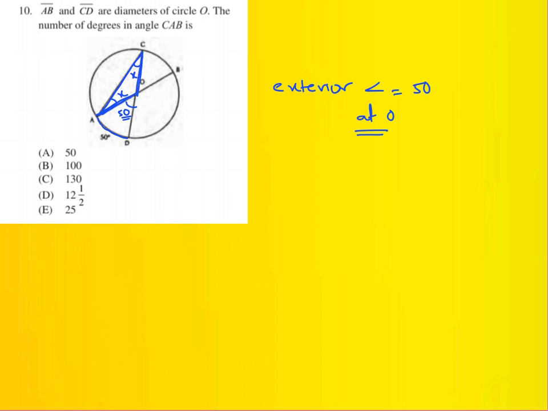So using the property that the exterior angle equals the sum of the interior angles, I can solve for x. That actually is 50 equals x plus x, which is 2x, hence x is 25 degrees. Therefore the answer is E.